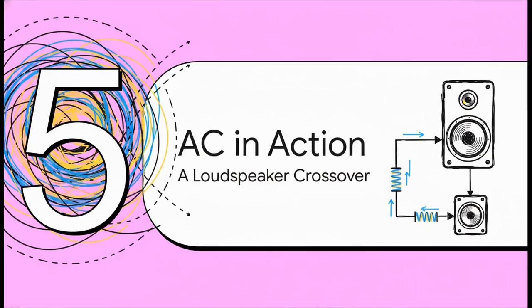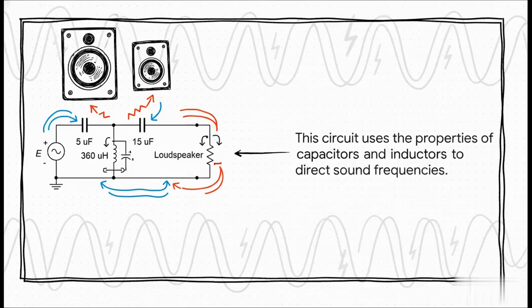Okay, this is all fantastic in theory, right? But where does this unseen dance actually show up in the real world? Let's look at a super common and really clever example, the crossover circuit inside a good loudspeaker. So here's a pretty typical crossover circuit. Any decent speaker has different drivers for different sounds. A big cone, the woofer for bass, and a tiny one, the tweeter for the high notes. This little circuit's only job is to be a traffic cop, and it uses the unique phase-shifting dance of capacitors and inductors to send the right musical notes to the right speaker.